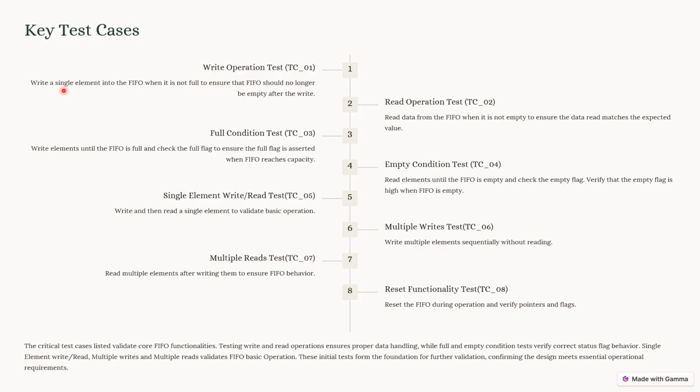First one is write operations, which is used to write a single data in the FIFO. After that, read operation to read the data from the FIFO. After that, full condition test. Through full condition test, we will validate the working of our full flag. Similarly, through empty condition test, we will see the working of our empty flag, whether it is properly set or not when our FIFO is empty.